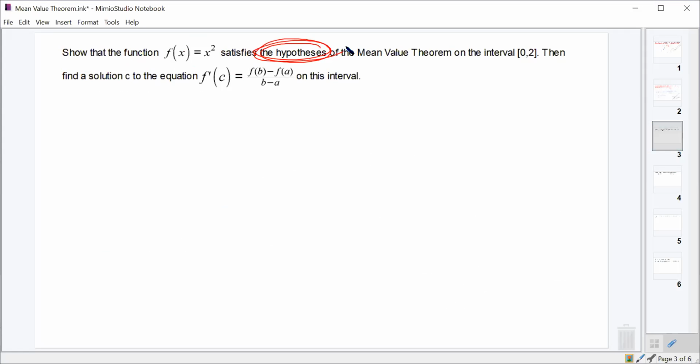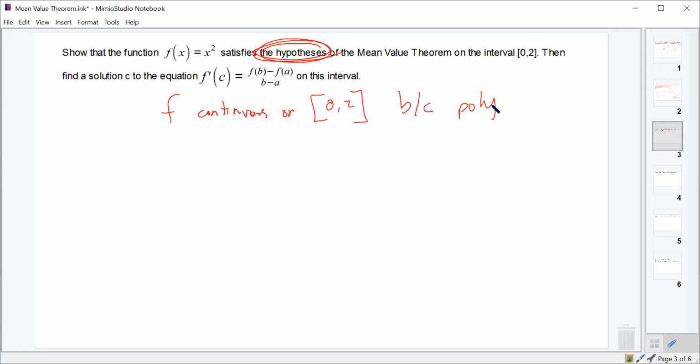So we have to show that it satisfies the hypotheses, which are that the function is continuous on the interval 0 to 2. And is it continuous on the interval from 0 to 2? Yes. And how do we know that? Because it's a polynomial.